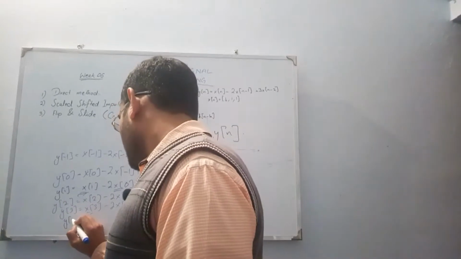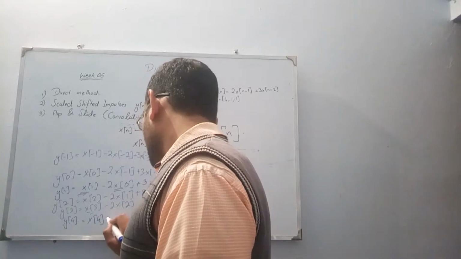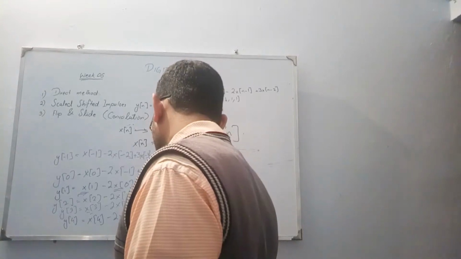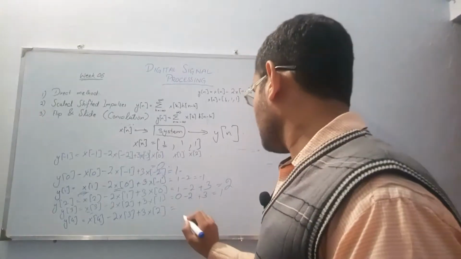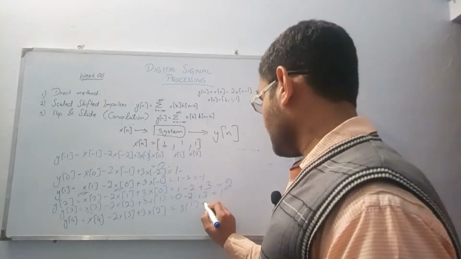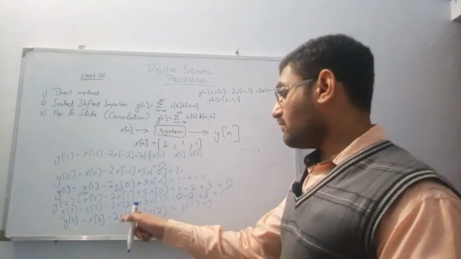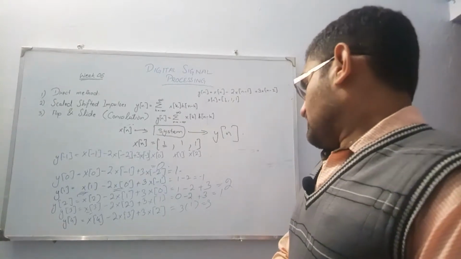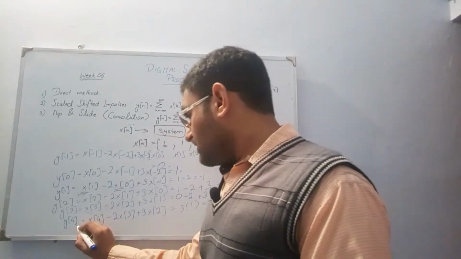Similarly, y of 4 is equal to x of 4 minus 2x of 3 plus 3x of 2. It comes out to be 3, because x of 4 is 0, there is no x of 4, there is no x of 3, so x of 2 is there, and this comes out to be 3.